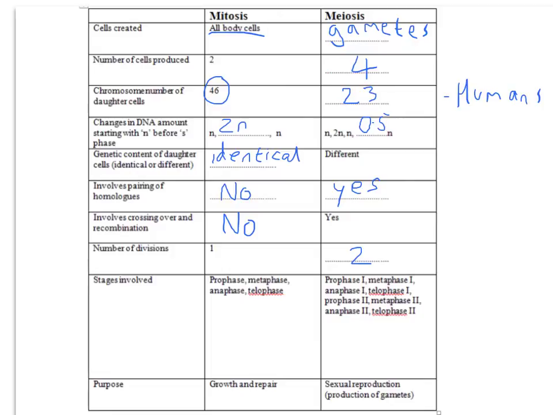That just leaves us with the purpose. We've all mentioned that there. Mitosis is growth and repair, and sexual reproduction, production of gametes for meiosis. Like I said before, if you're not really sure on this, have a look at the two other videos looking at mitosis and meiosis in more detail.